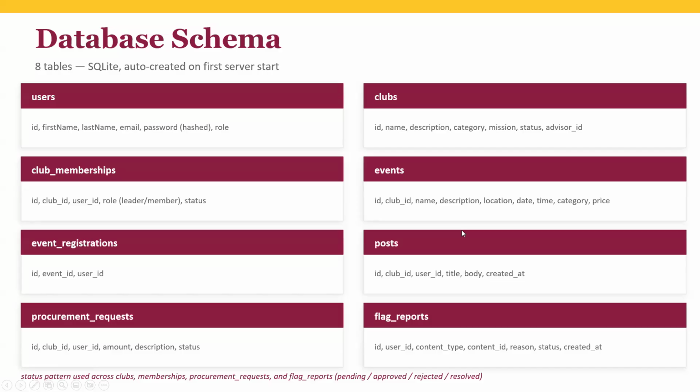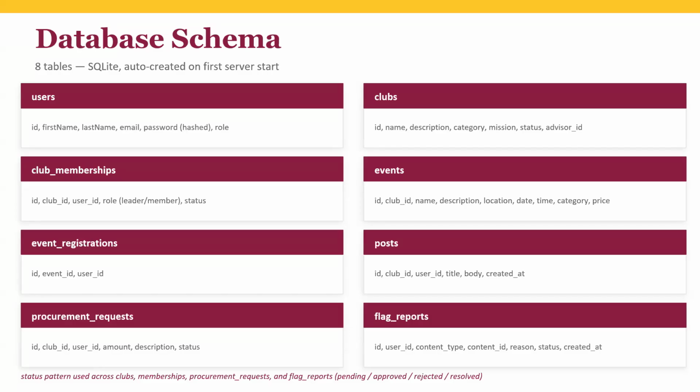Next, we get into the database schema. We use 8 tables. Users have the fields for ID, first name, last name, email, password, and role. Then there are the clubs, which have ID, name, description, category, mission status, and advisor ID. These are our main two tables that identify the different users in the system and the clubs that we have.